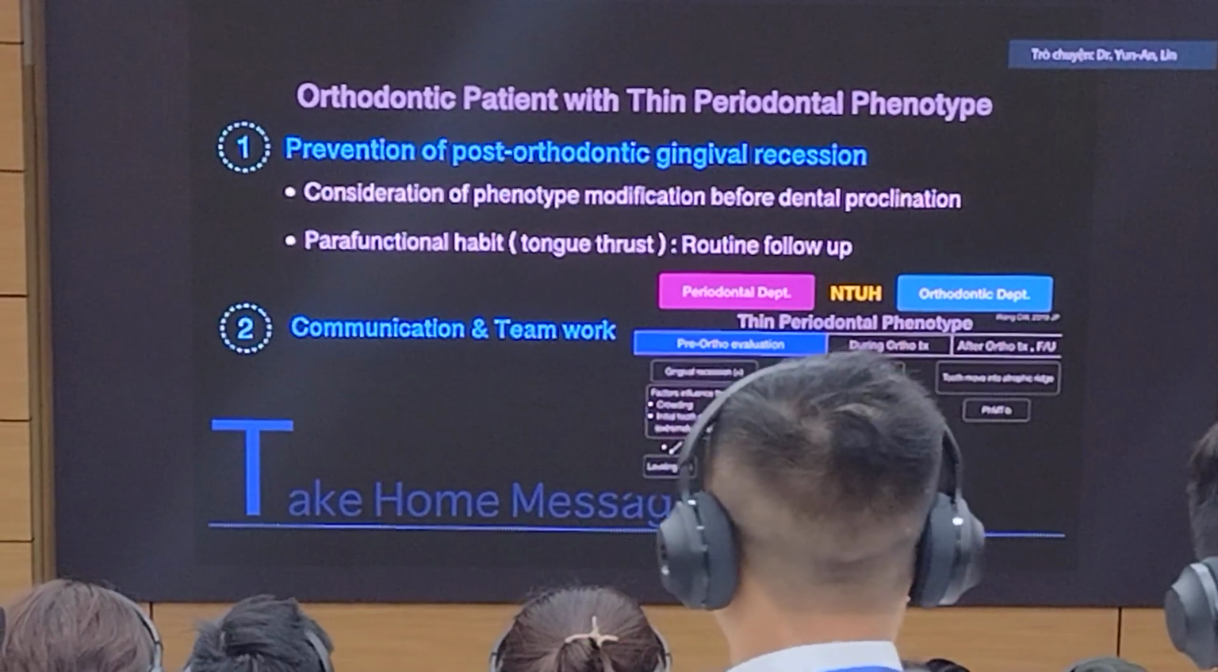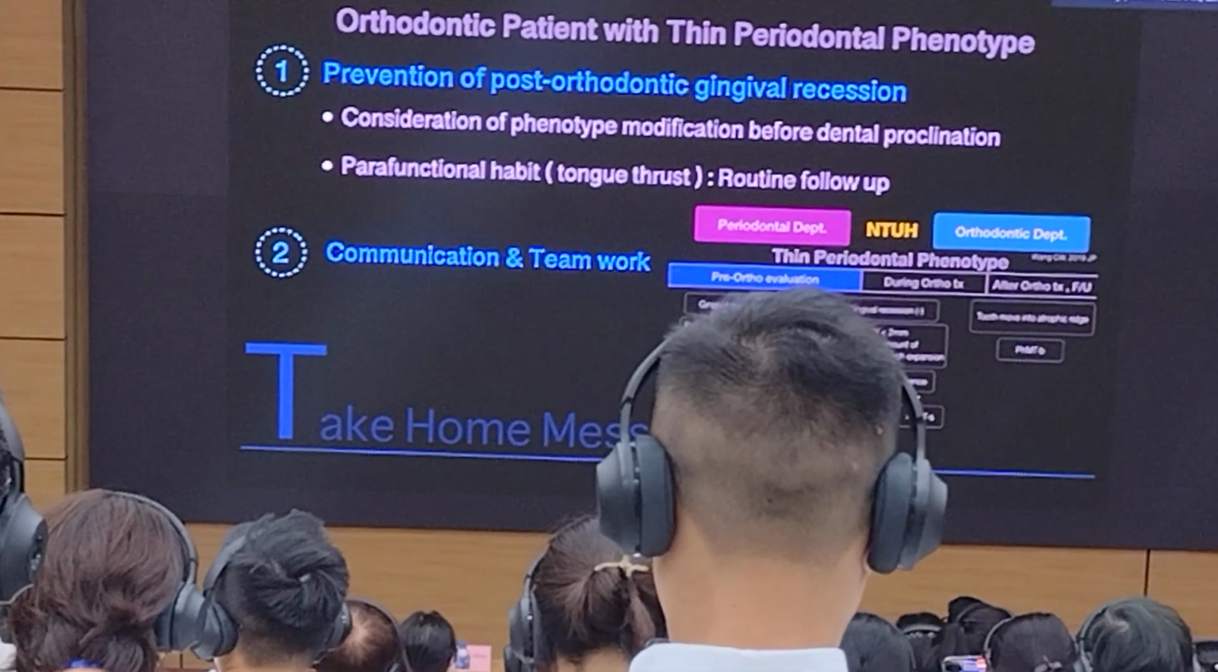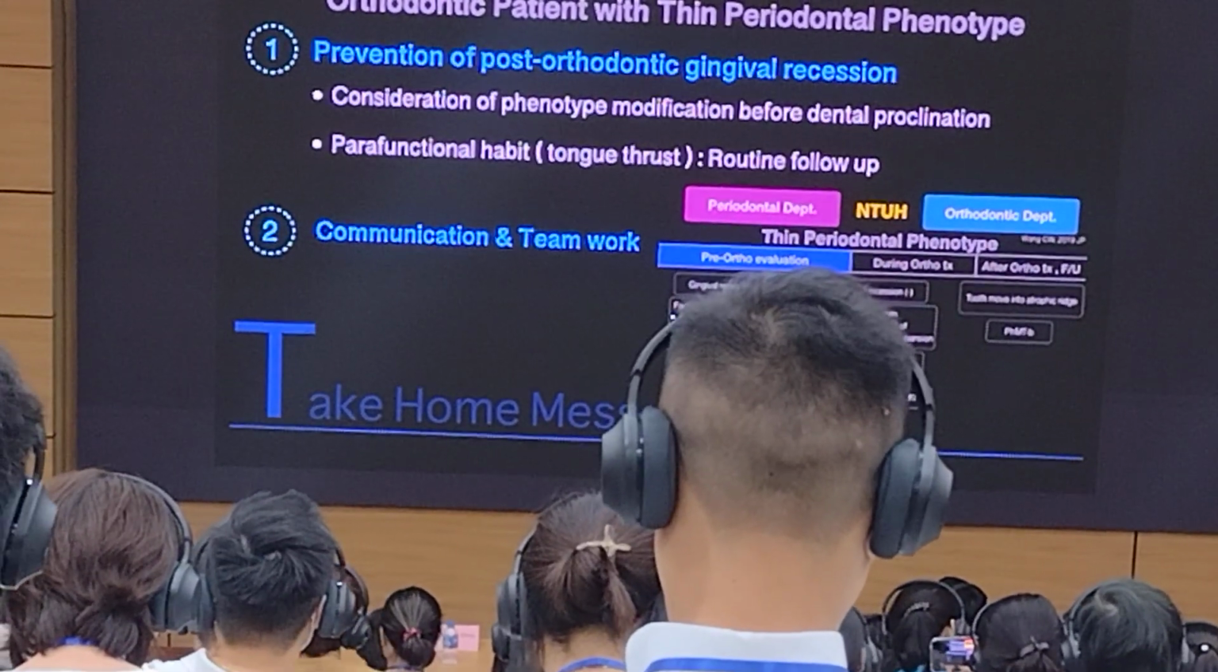And last, in these kinds of interdisciplinary treatment, the communication and cooperation between different departments is very essential.